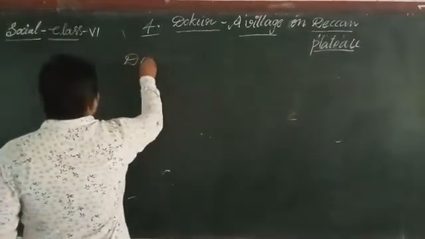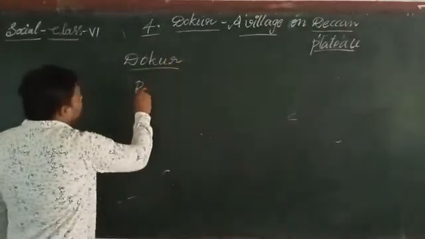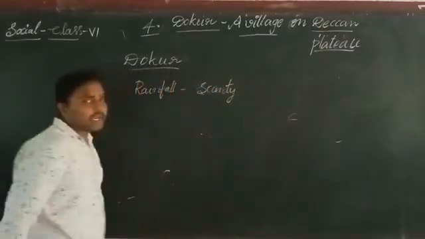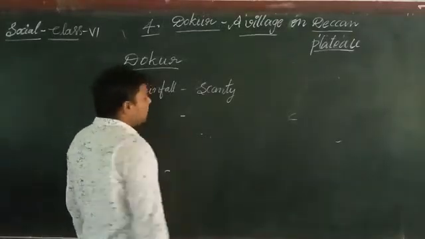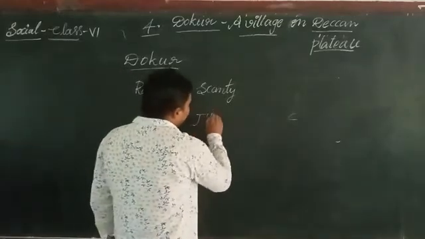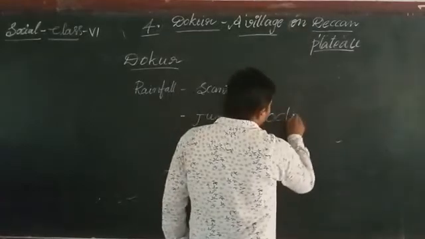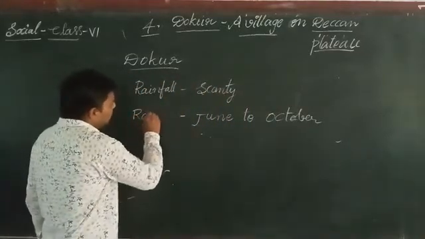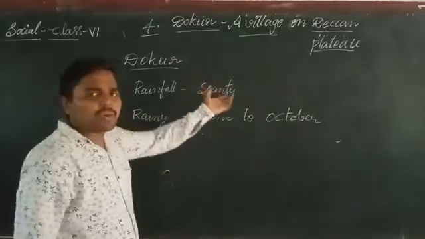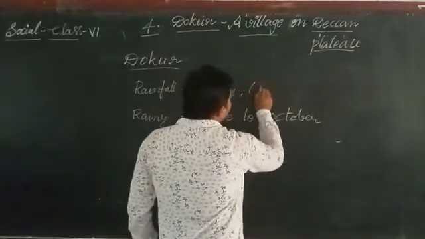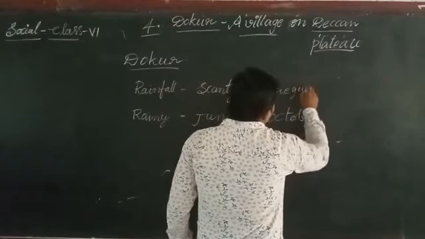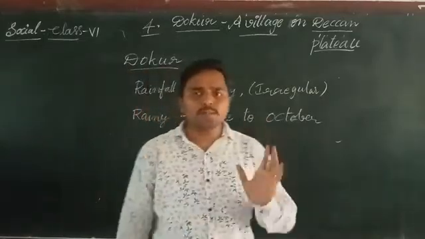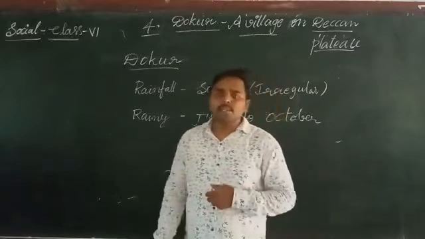Dokuru village rainfall is very scanty. Scanty means a very low amount of rainfall during the rainy season, and it gets the rains in the months of June to October. During the rainy season also, it gets very scanty and irregular rainfall. Due to the irregular rainfall in this region, it can affect the crops growing in this region. This is about Dokuru village in this class.